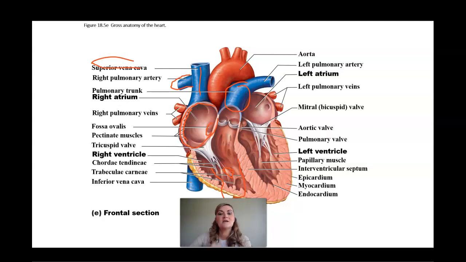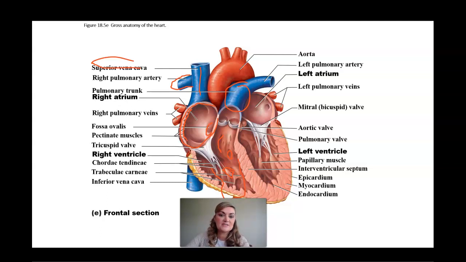Now looking inside of the right ventricle here, you're going to see these different indentions. Those are called trabeculae carneae, and those are the different sections, or trabeculae, that you're going to find within the heart, kind of like the trabeculae that you'd find in a bone, except this one's going to be made up of muscle.